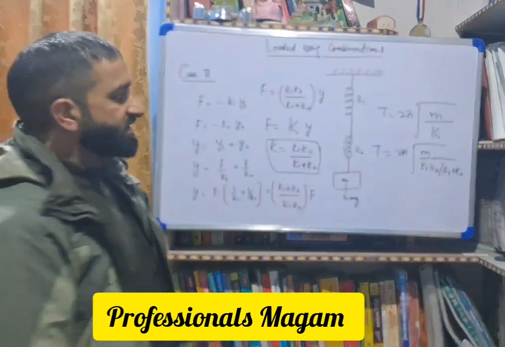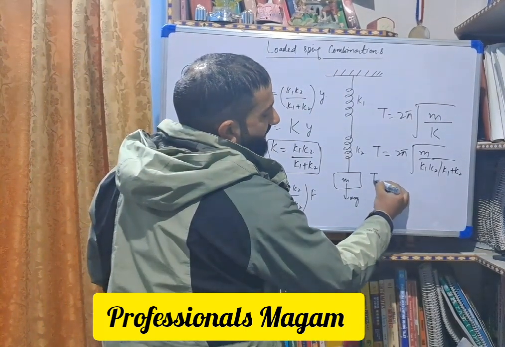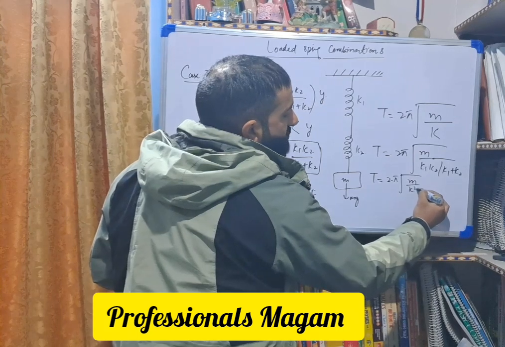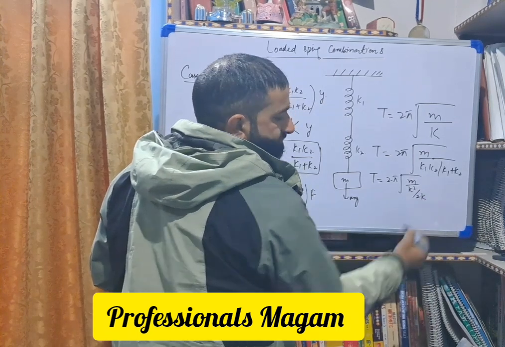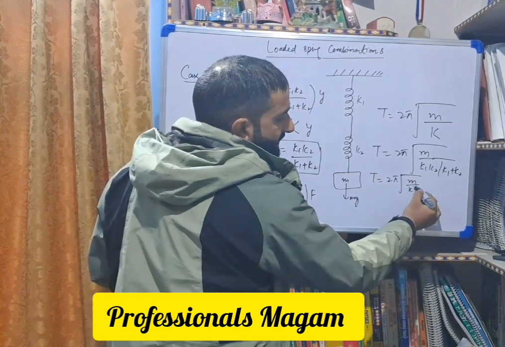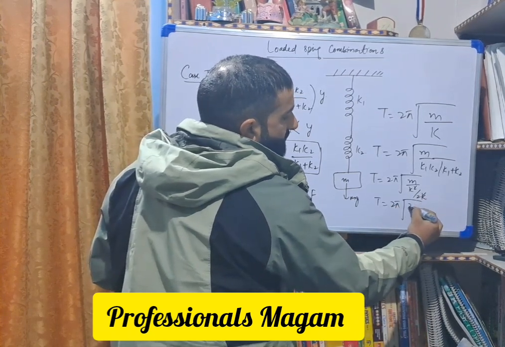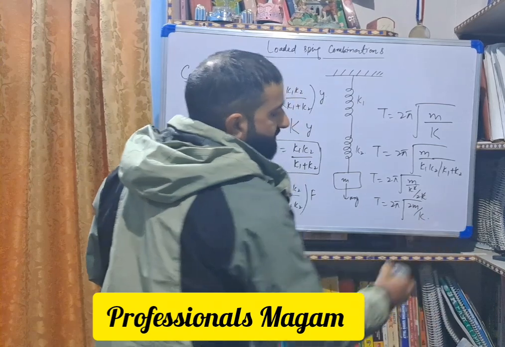Taking the case K1 is equal to K2 is equal to K, that is T is equal to 2 pi root of M by K square divided by 2K. One K and one K go, so T is equal to 2 pi root of 2M by K.